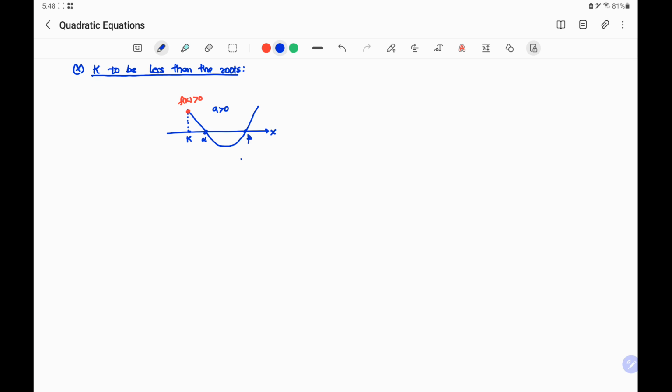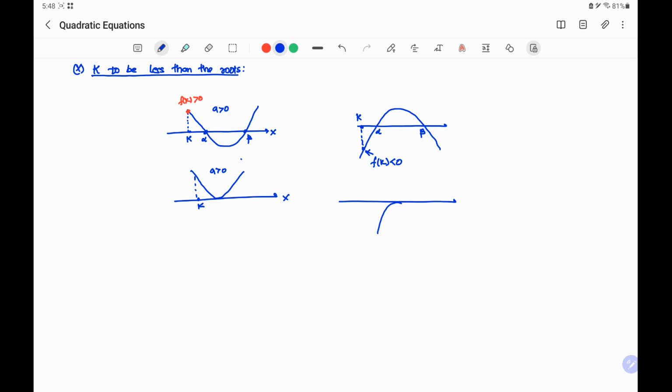Similarly, for other situations, we can also draw the graph that touches the x-axis for a greater than 0. There is a point k, and again fk is greater than 0. If the graph is downward opening, it cuts the x-axis at roots alpha and beta. Point k is on the left hand side, and the value of the function at k is fk, and here fk is less than 0. And if the graph touches the x-axis at a point, say roots alpha and beta, and point k lies on the left hand side of the roots, then the value of the function at this point is fk, and it is less than 0.